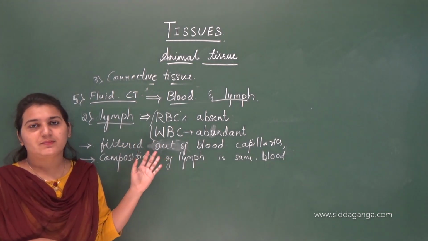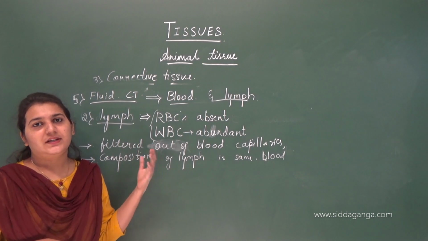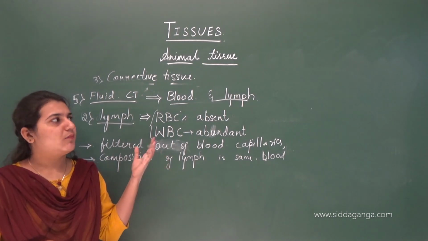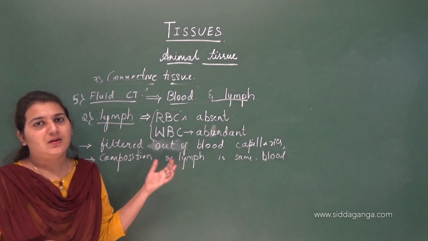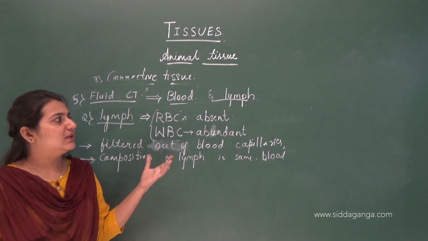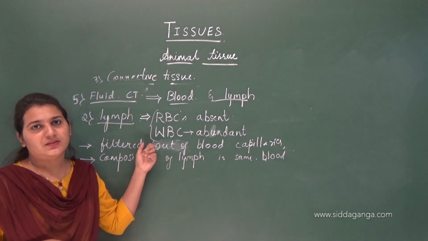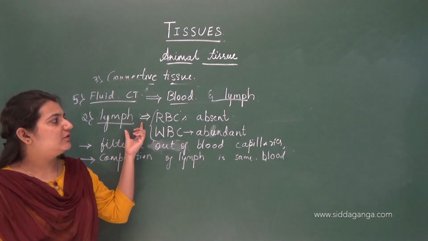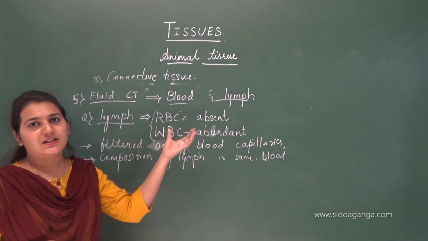Okay, the components of this plasma are RBC, WBC, platelets. Even the composition of lymph remains the same, but the major difference between these two is RBC and WBC. Remember, in lymph RBCs are absent. So what exactly is the lymph?